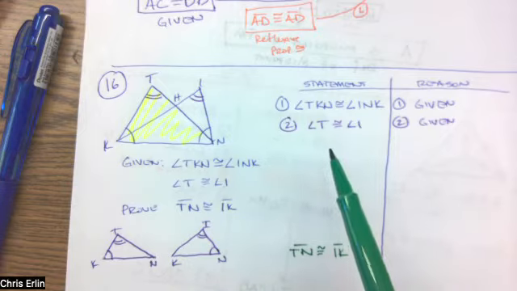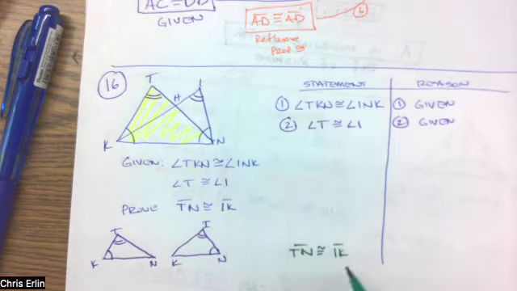So I've put my givens in place, and now I'm looking for this eventual destination. Do we know why we're going to hit this?